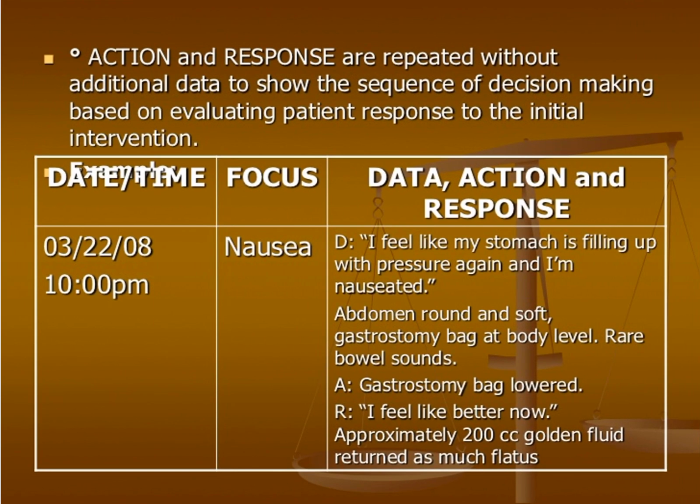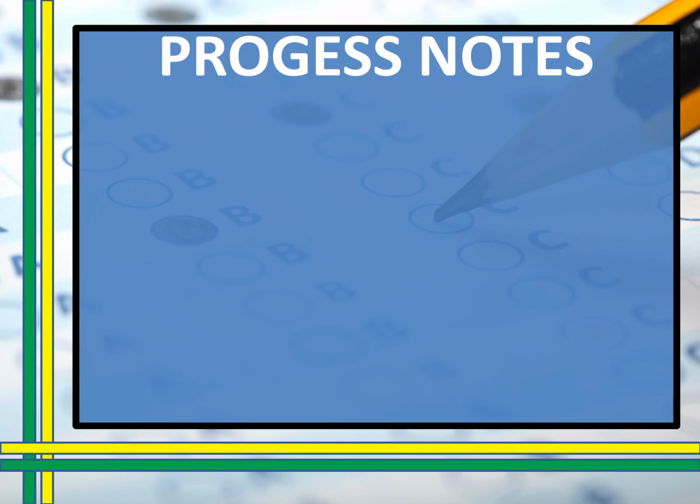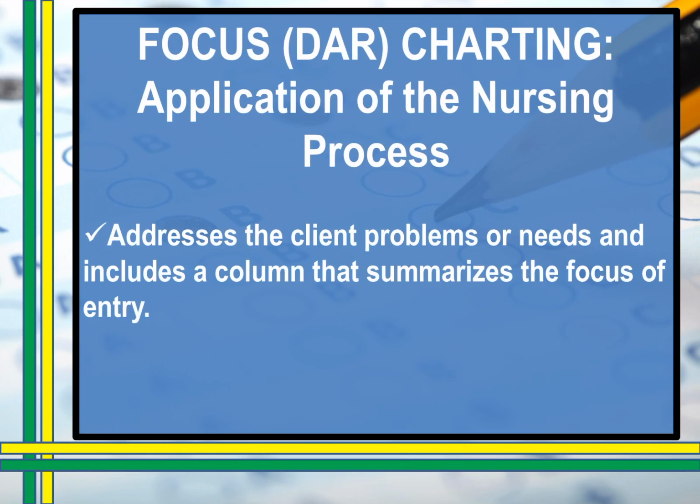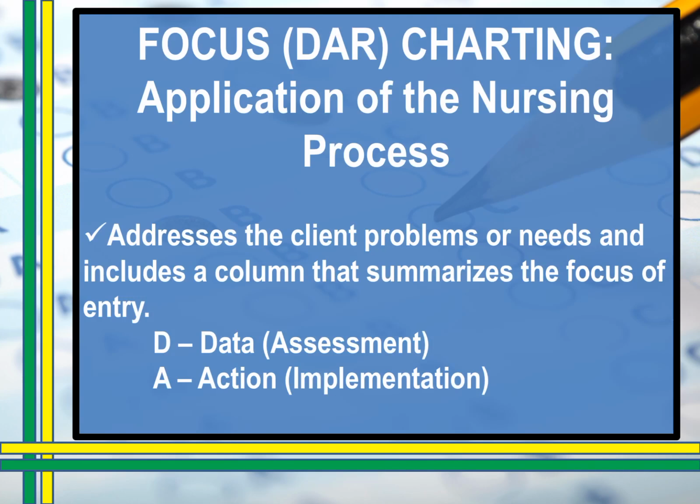As you could see, the data that you have written earlier was being evaluated in your response, which means your response is related to your data. So we'll proceed now. Focus charting is the application of your nursing process. It addresses the client's problems or needs and includes a column that summarizes the focus of the entry. D stands for data, which reflects the assessment phase. A stands for action, the implementation phase. R stands for response, the evaluation phase.